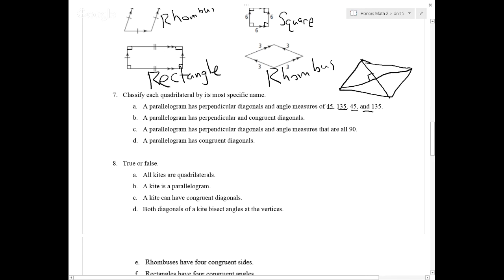What that tells us, though, is it's not a rectangle, which means it's not a square. So the perpendicular diagonals give us rhombus. The non-90 degree angles tell us it's going to stay a rhombus.